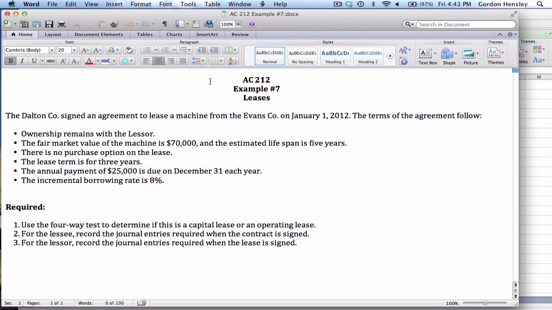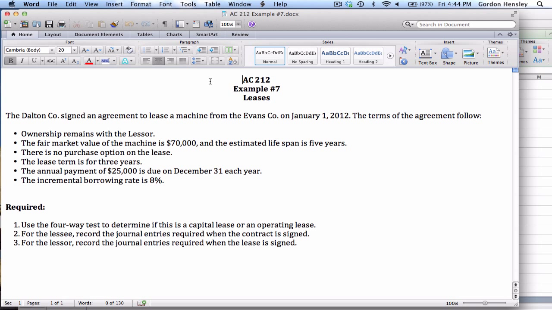This is the video demonstration on leases. In this video, I'm going to work the solution to example number 7. This example involves the Dalton Company. They signed an agreement to lease a machine from the Evans Company on January 1st, 2012. The terms of the agreement are as follows.